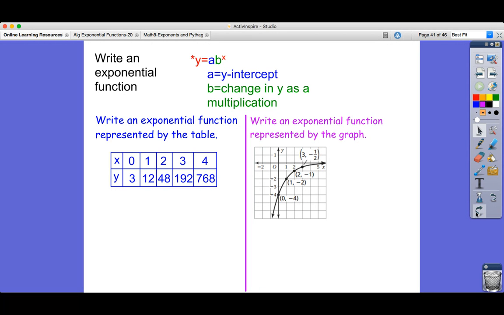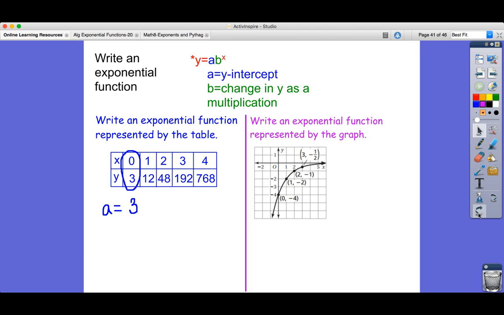So this first one, the table. First thing we need to look for is our y-intercept. And we know that in a table, to look for our y-intercept, we have to find where x is 0. Same thing is true with exponential functions. Where x is 0, the y is 3. So that tells us right away that our y-intercept is 3. Pretty easy to find. The y-intercept is usually the easiest thing to find.